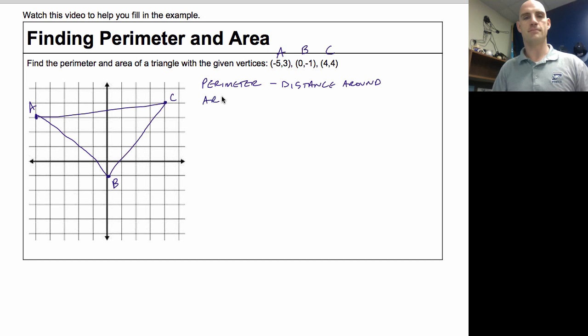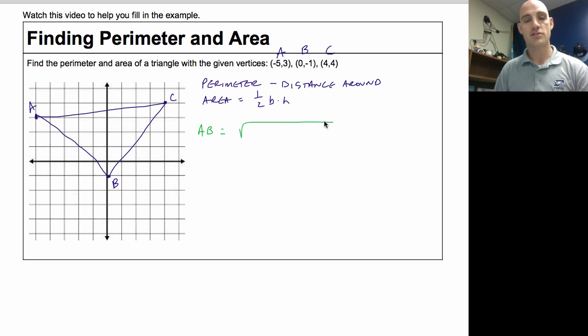And the area, if you remember the formula for the area of a triangle, it's 1/2 the base times the height. So we have to figure out what the base and the height are, and we need to figure out what the lengths of the sides are. Well, lengths of the sides is what we just did. So we're going to do the lengths of the sides. I am going to start with AB.